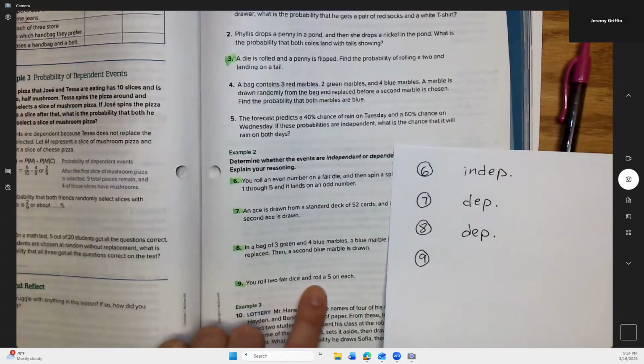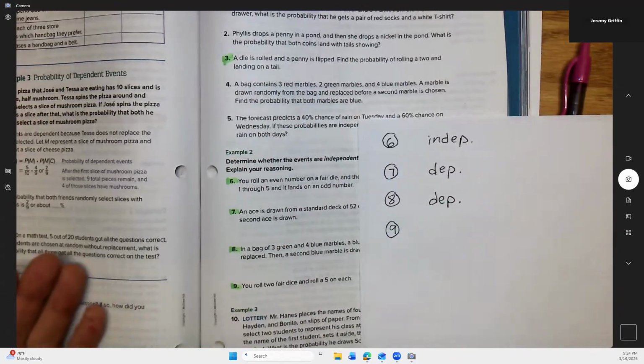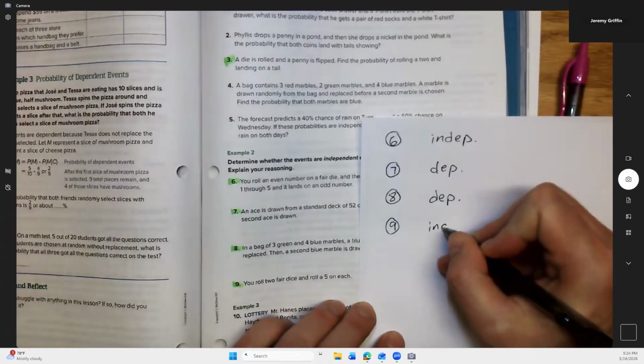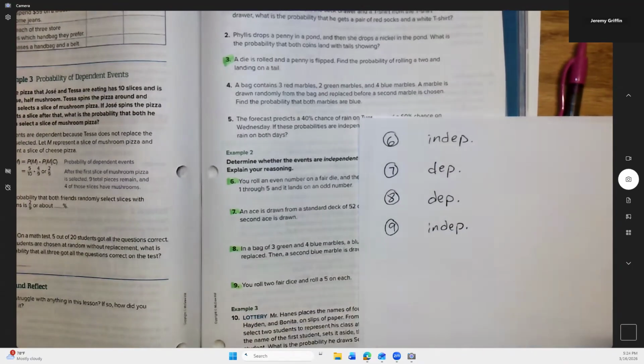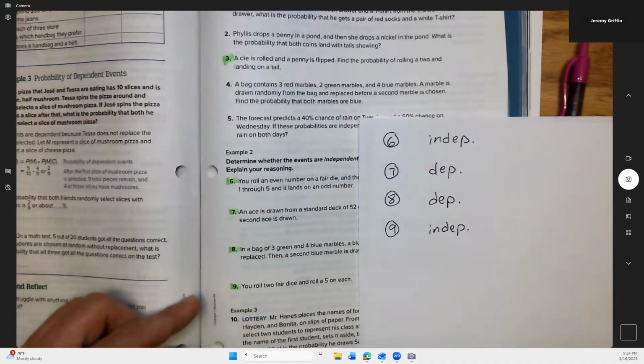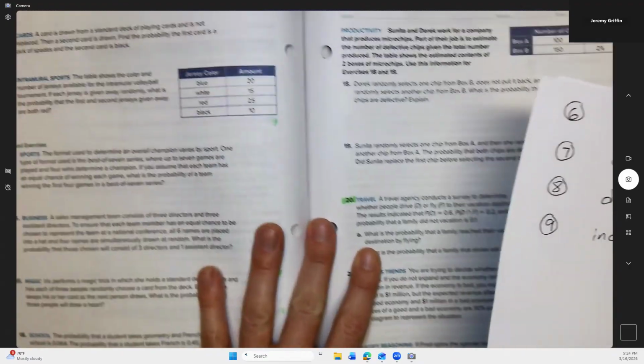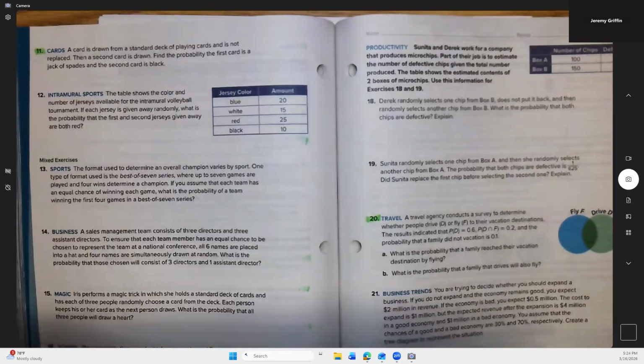You roll 2 fair dice and roll a 5 on each. Well, one die doesn't care about what the other die is doing, so that sounds like independent. All right, so there you go. You got independent, dependent, independent. Hopefully you could come up with that. And I would tell you how to do the math to make those calculations. All right, so let's do a couple more examples here.